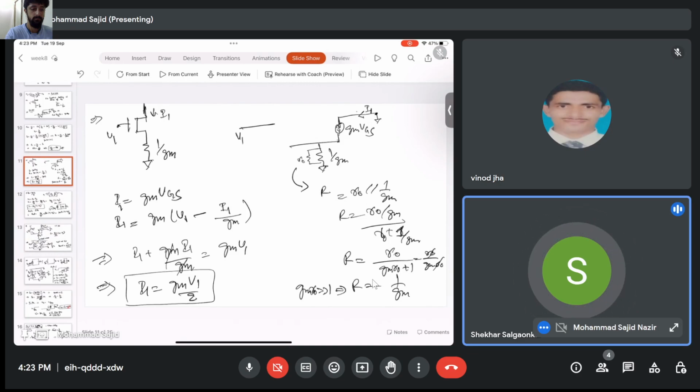Now, you have gm·VGS, correct? And that's a current going over there. And then you have made it parallel to ro, parallel to 1 upon gm. That is something I have not followed, sir.